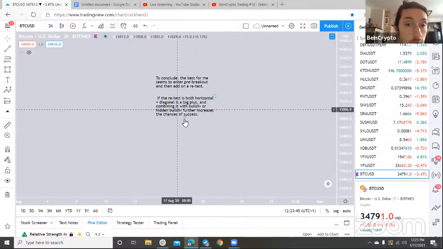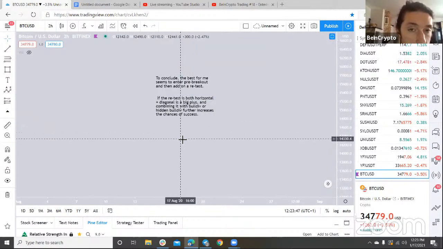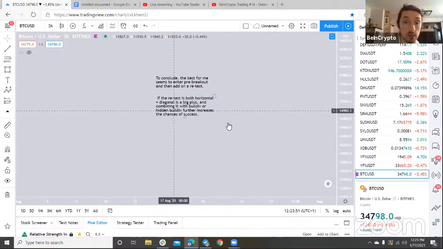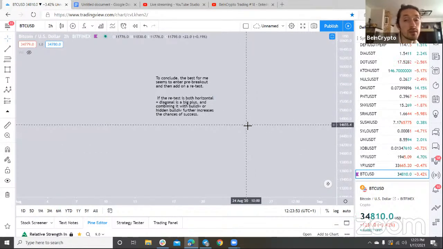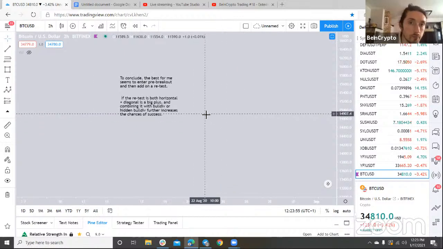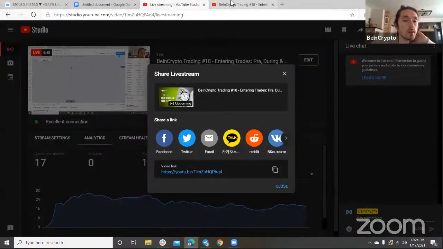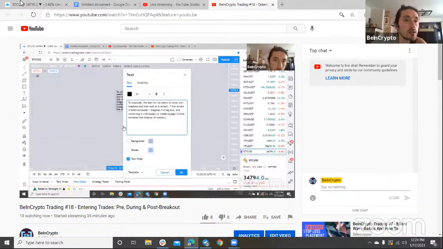If the retest is both a horizontal and diagonal level, that's a strong plus. And obviously, if you combine it with bullish divergence or hidden bullish divergence, it further increases the chances of success. Okay, so that's going to be the brunt of the webinar today.